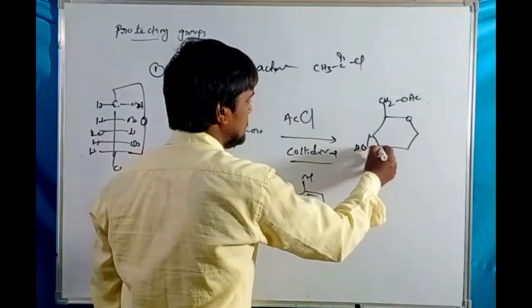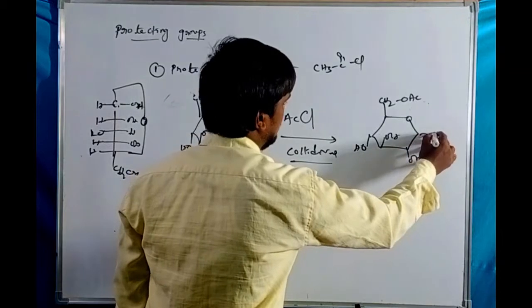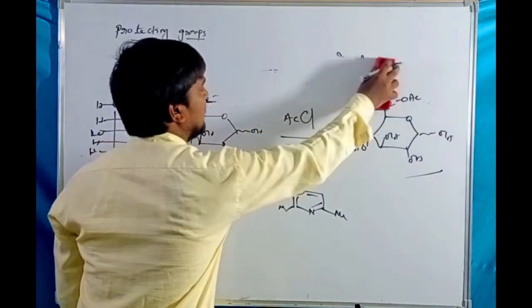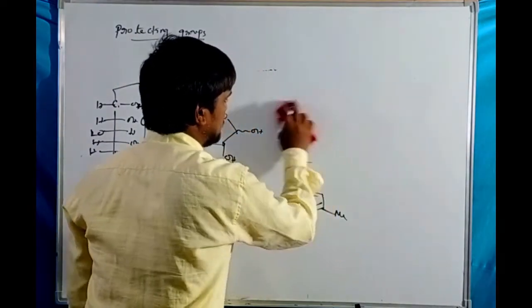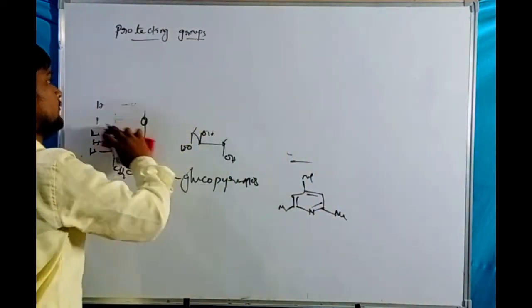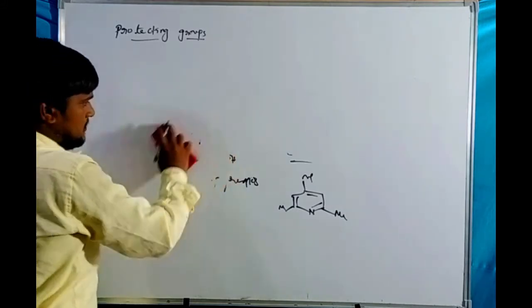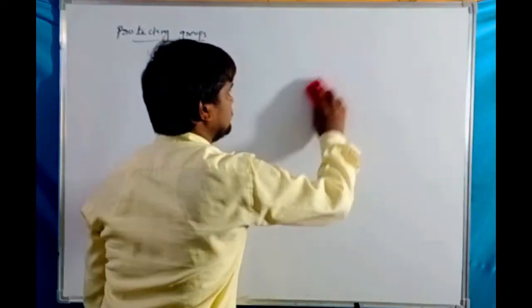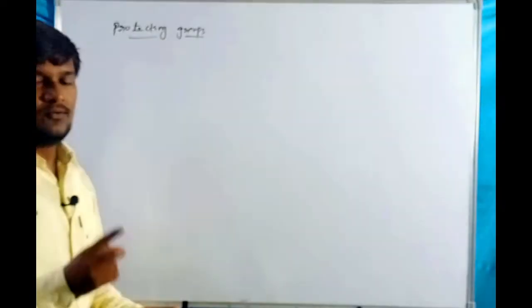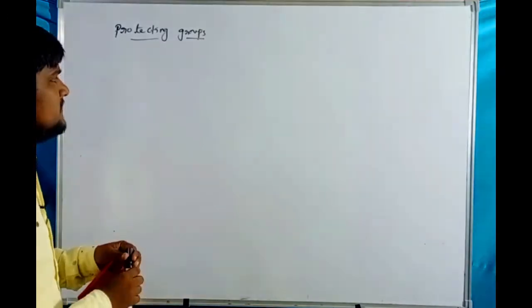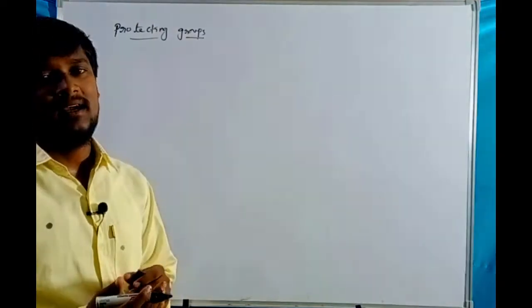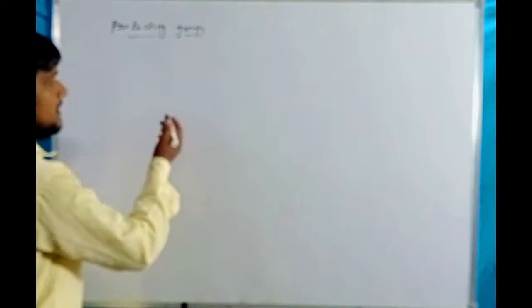Okay, this is the OH, so this is the primary alcohol protection. Now let us go through the 1,2-diols protection. The second one is 1,2-diols, vicinal diols, especially vicinal cis diols, which can be protected by acetone or 2-methoxypropene, etc. Those are the types of protecting reagents.